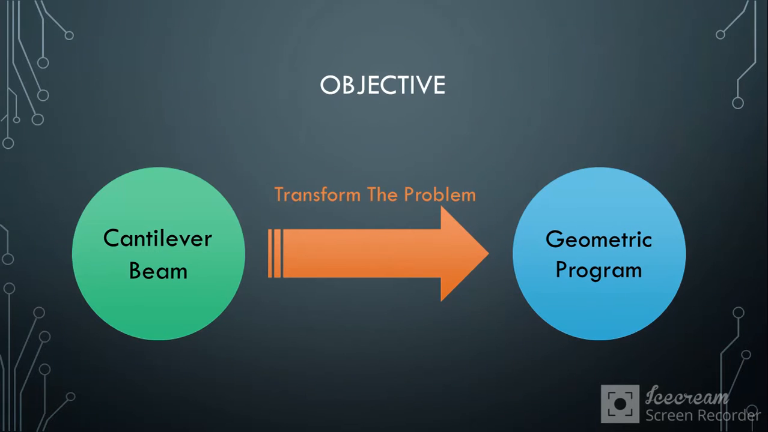Okay, our objective is to solve the cantilever beam problem that we'll discuss in a bit, but this problem is not easy to solve. There are many methods to solve it. In our case, we solve the cantilever beam problem by transforming it to a geometric program, and then by using any CVX solver we can solve the problem. So our objective is to transform our problem to a geometric program. In order to do that, we must understand some terminologies so that we can easily transform the problem.